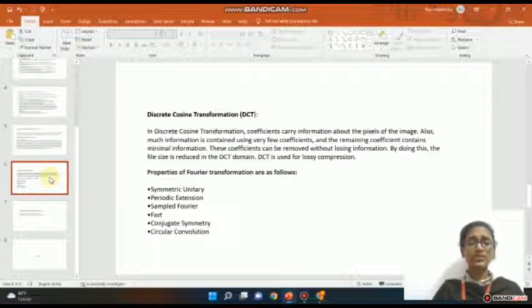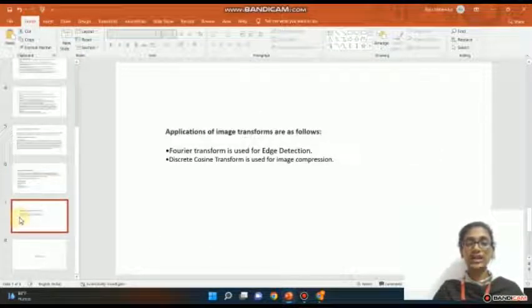Properties of the Fourier transform are as follows: symmetric, unitary, periodic extension, sampled Fourier, fast, conjugate symmetry, circular convolution. And applications of the image transform are as follows. Fourier transform is used for image edge detection. Discrete cosine transform is used for image compression.